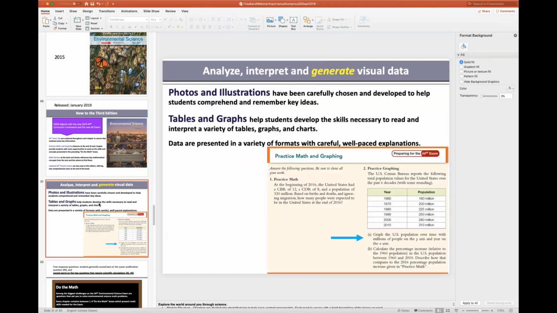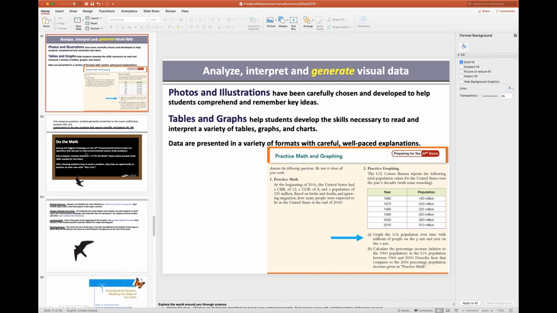Here's what I want to show you about practice math and graphing. Your students get a chance to analyze, interpret, and generate visual data. We have things like photos and illustrations and tables and graphs like we did in the second edition, but we have practice math and graphing at the end of each chapter. That's what this blue arrow is showing you here, where we say, graph the U.S. population over time with millions of people on the y-axis and year on the x-axis, where we ask your students to take some data in a table and graph it. That's a great example of something that might show up on an FRQ, or maybe they'd be asked to generate their own data and then graph them. We now have this exercise at the end of every chapter. We're really excited about that, and that's something that's new to the third edition.